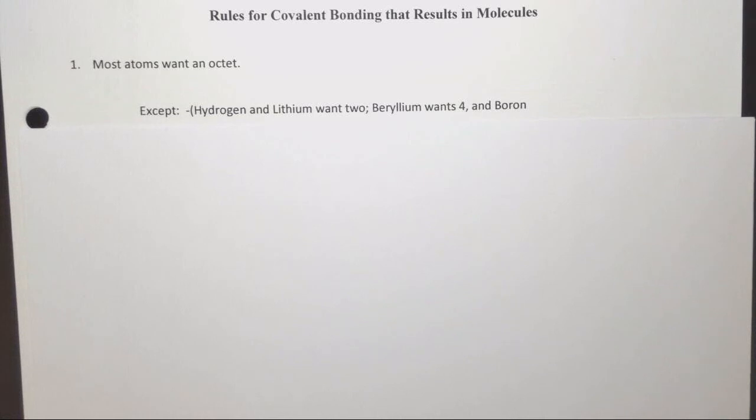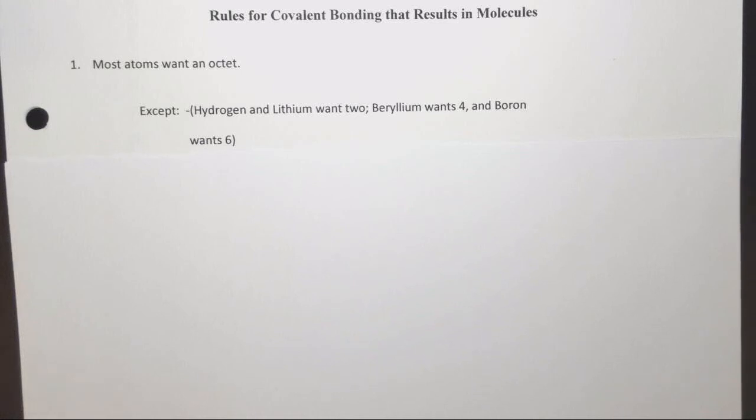Here are some exceptions that you'll need to know. Hydrogen and lithium are stable with just 2 electrons because their valence shell is the first energy level and it can only hold 2 electrons. These are really small atoms. Beryllium is stable with 4. Again, it's a pretty small atom, and so it can be stable with fewer than 8. And boron is stable with 6. Those are the exceptions that you'll need to know. Everything else should wind up with 8.